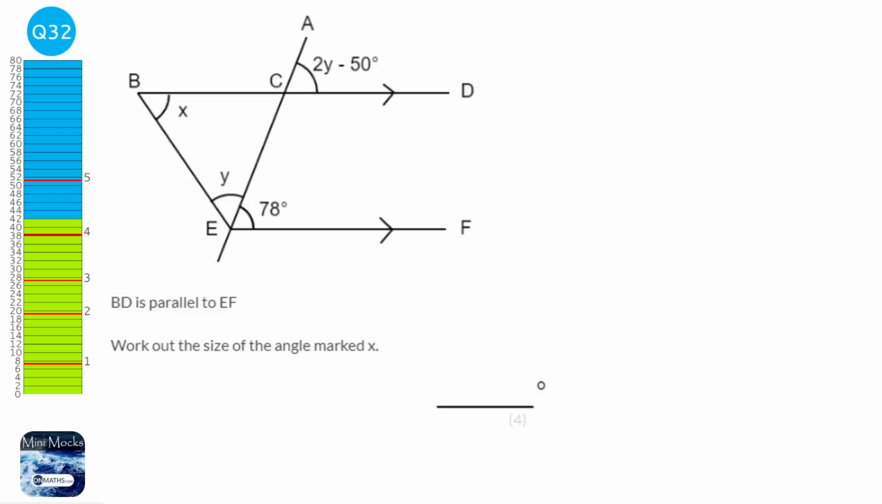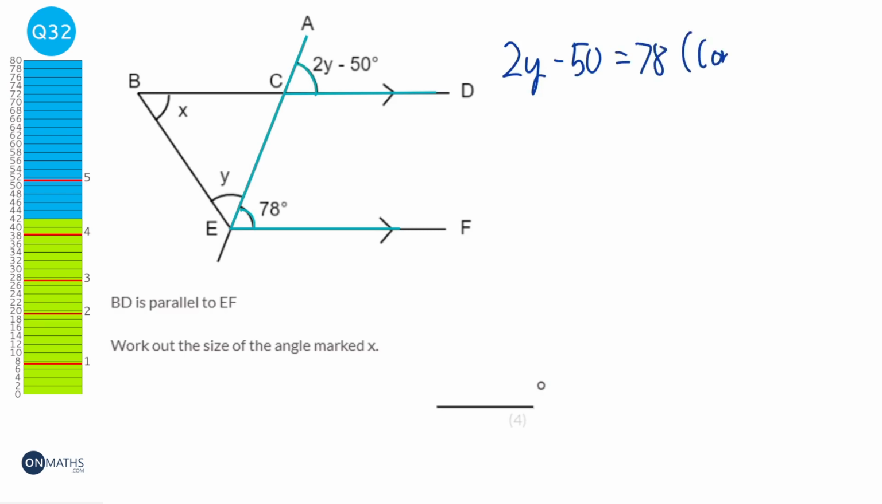To find out what the value of x is, we first of all have to find out what the value of y is. And we can notice that we've got two sets of parallel lines here, and a line going through them. And we've got these F angles, which we have to call corresponding angles. So we know that 2y minus 50 is equal to 78. And we must write down the reason. So corresponding angles. And corresponding angles are equal.